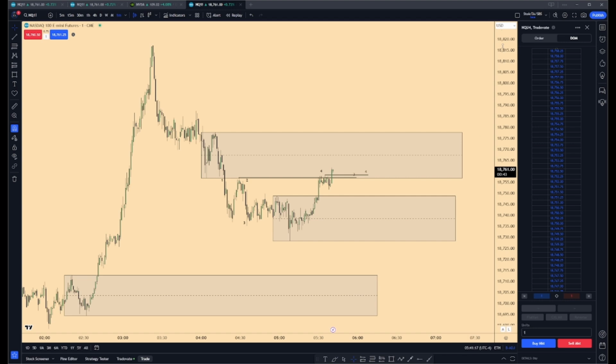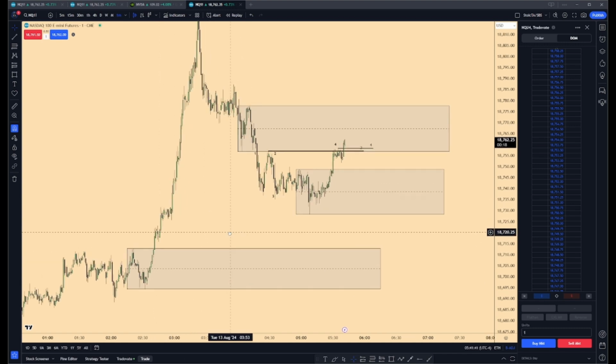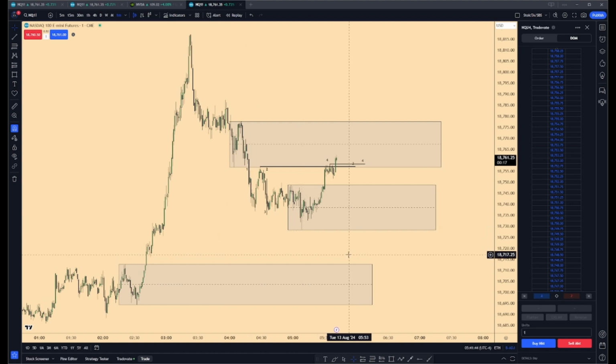Alright, so ideally we come up into the 50% of this box up here and start trading lower, right? So we got the break, got the pullback, got another break, and then back up into lower. And I'm looking to go lower into these, into this and into this box down here. So at least the new lows.